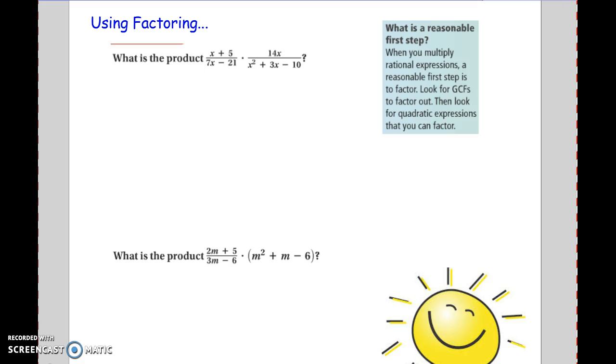Okay, so this one is a little bit more complex because it has factoring. Before, our first step was going straight to excluded values. Now we have to make sure that we factor first. If you notice in the first fraction, we have x plus 5, and then down here I can factor out a 7.